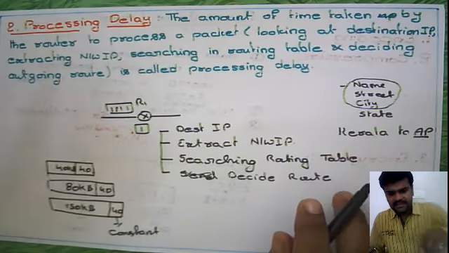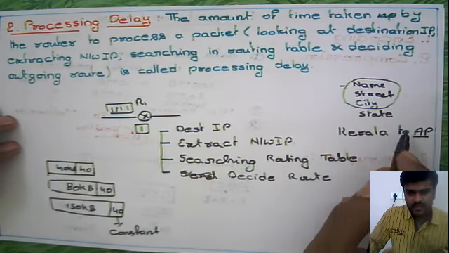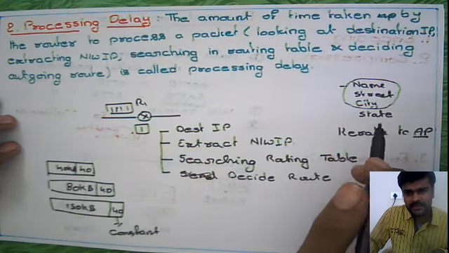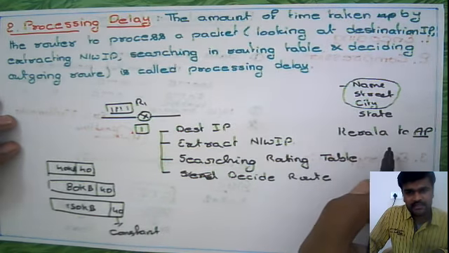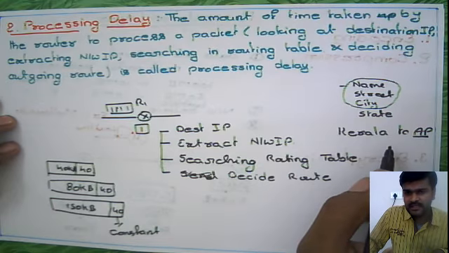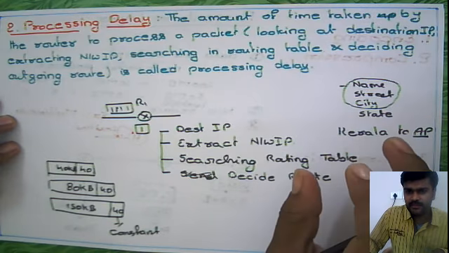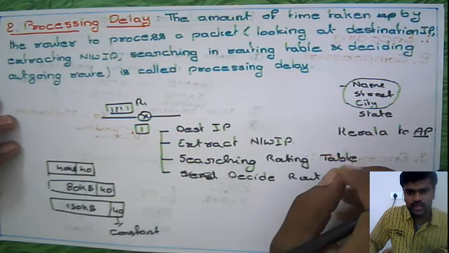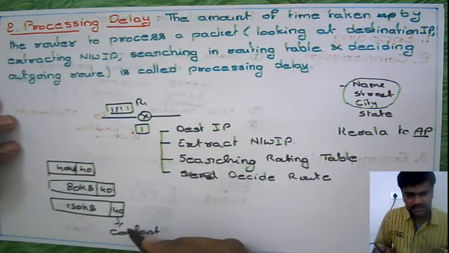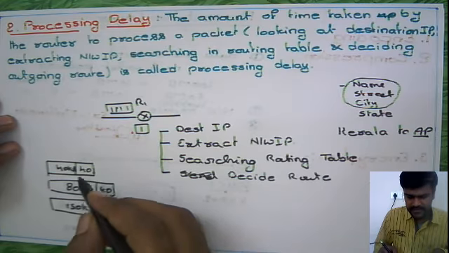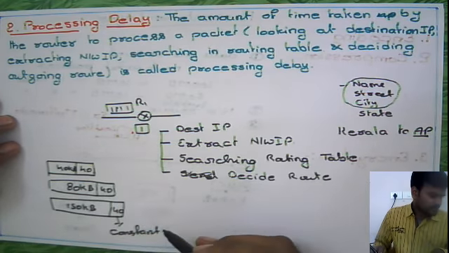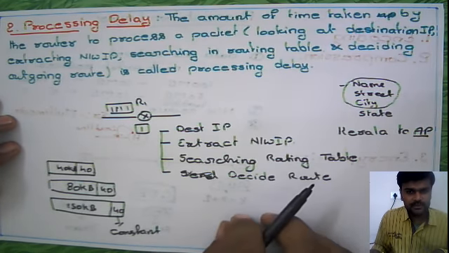If you consider this example, whether you are posting a letter, sending a parcel, or sending some big material, he need not bother about what you are sending. He will see only the destination address, the from address and to address, and based on that he will decide the route. The same case here: the header is always constant, so it is independent of the content or size of the packet. So this is about processing delay.